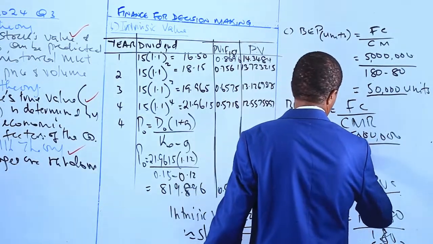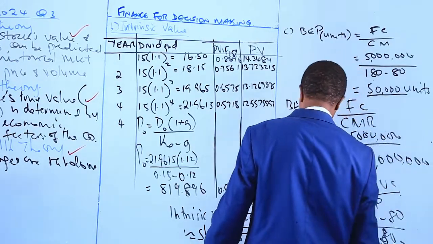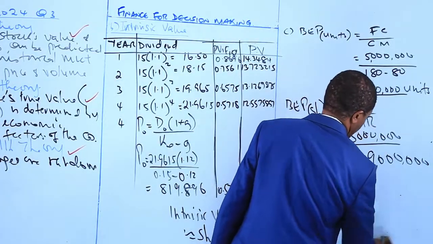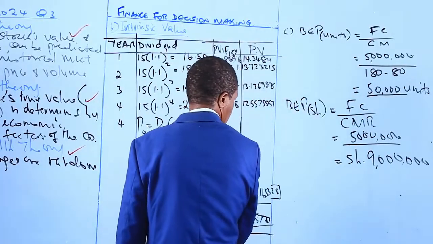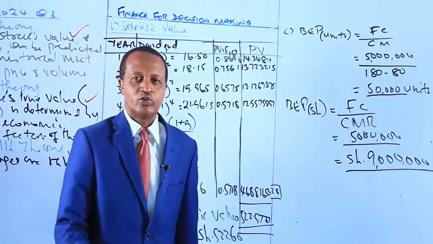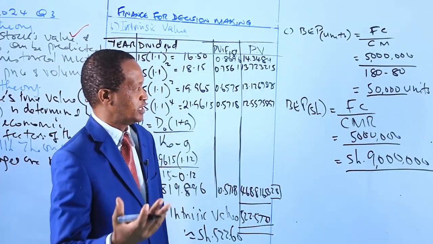When I round off in shillings, this will be 9 million. That is the break-even point in shillings. The break-even point in shillings is equal to 9 million shillings. So that is how candidates should calculate the break-even point in shillings and in units.